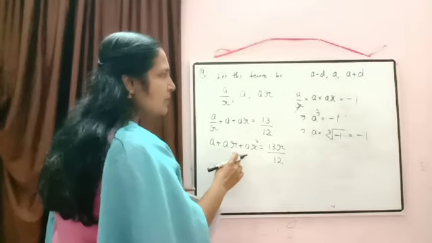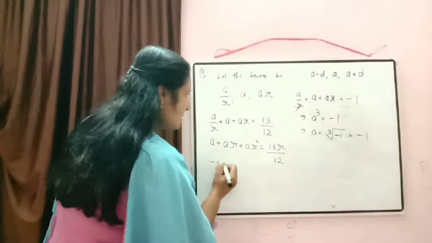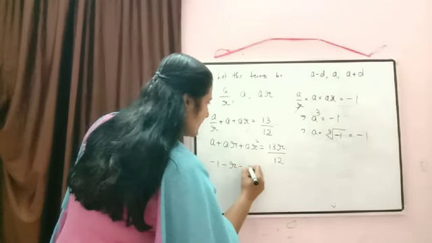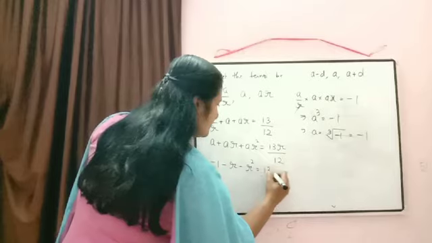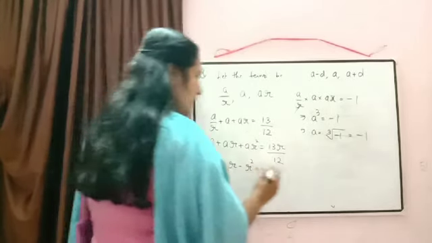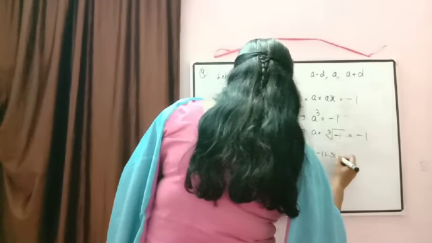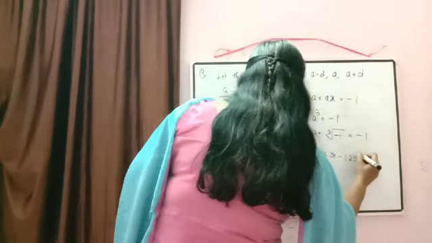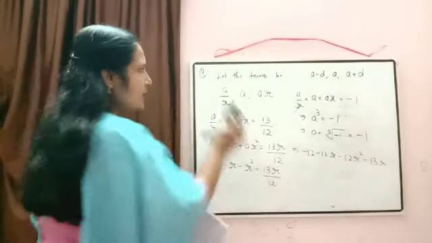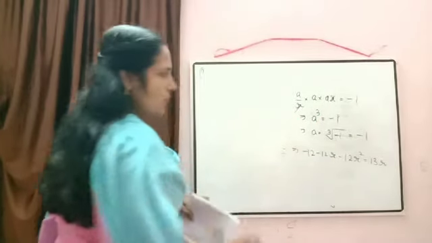Now we know the value of A. A is equal to -1. So just substitute here: -1 minus R square is equal to 13R by 12. Now we can shift 12 to the left hand side. Then we get -12 minus 12R minus 12R square is equal to 13R. Now you can check it is a quadratic equation. So we can shift all the expressions to one side.